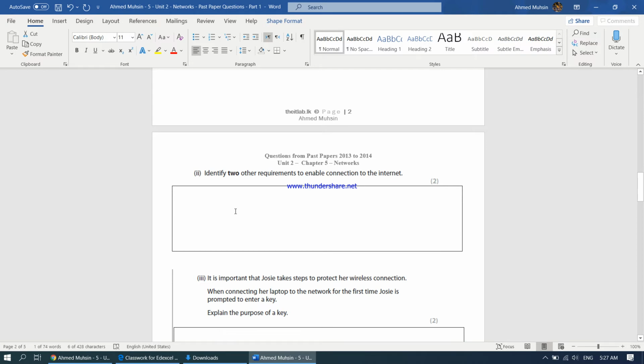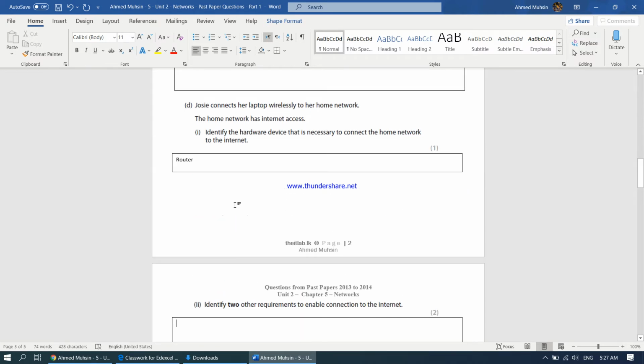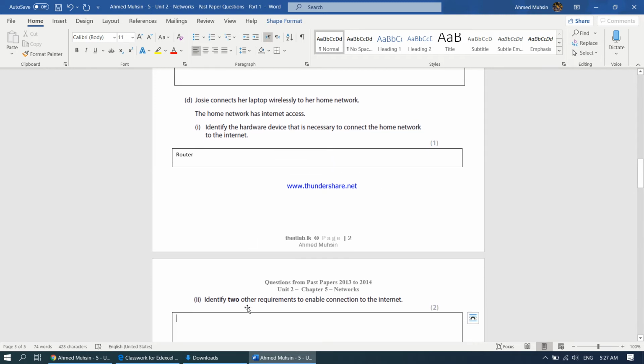Identify two other requirements to enable connection to the internet. Okay, so you have a router, two other requirements that you will require. The first thing you will need is that Josie would need to have a subscription to an internet service provider. That is one thing she will need. Having a router is not enough. The router has to be connected to an internet service provider. So Josie will have to be paying her internet service provider to provide her with an internet connection.